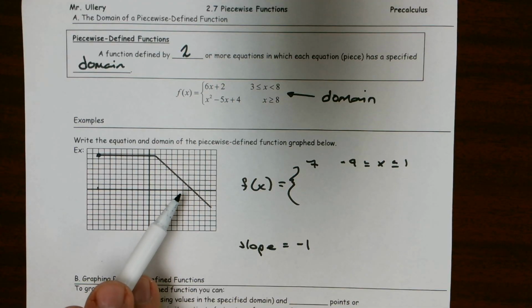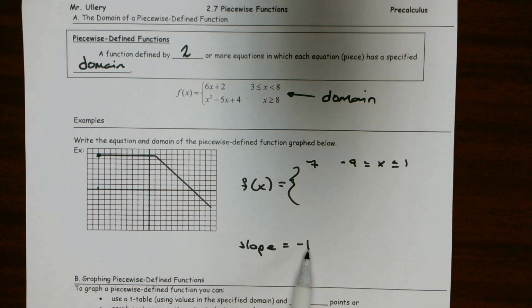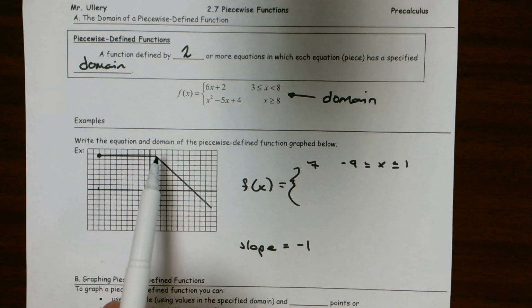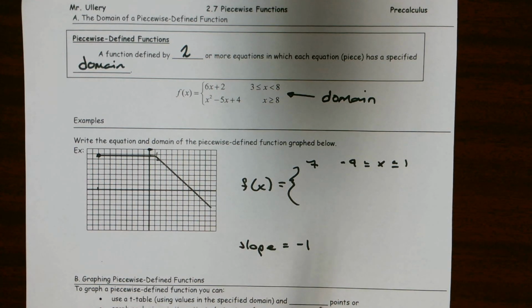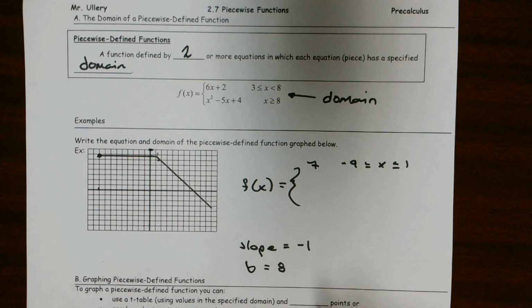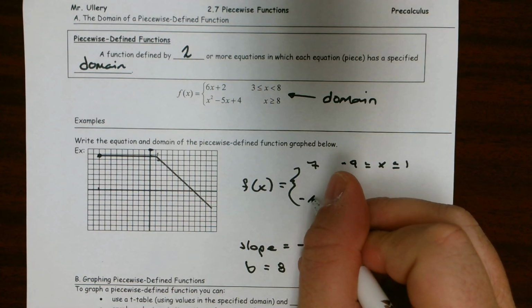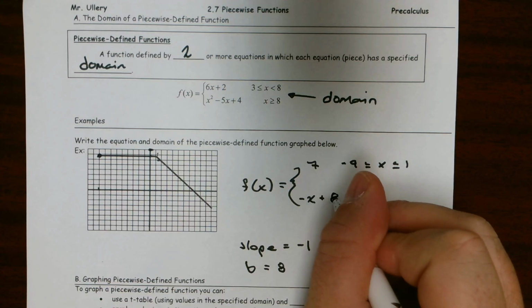Now let's go ahead and find the y-intercept. We've got the m, we need the b. It doesn't have a y-intercept, but I can see that if it kept going, it would have a y-intercept right here. That's where it would be. So the y-intercept would be 8. So the equation of my line is going to be -x plus 8.